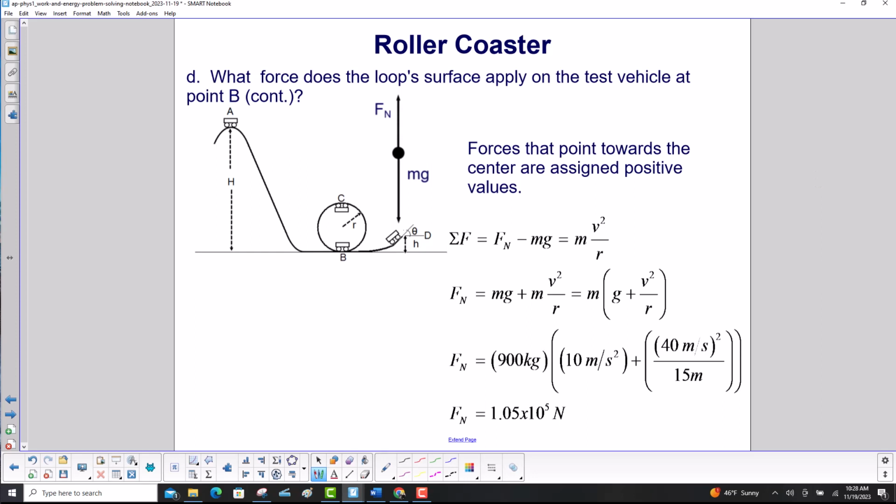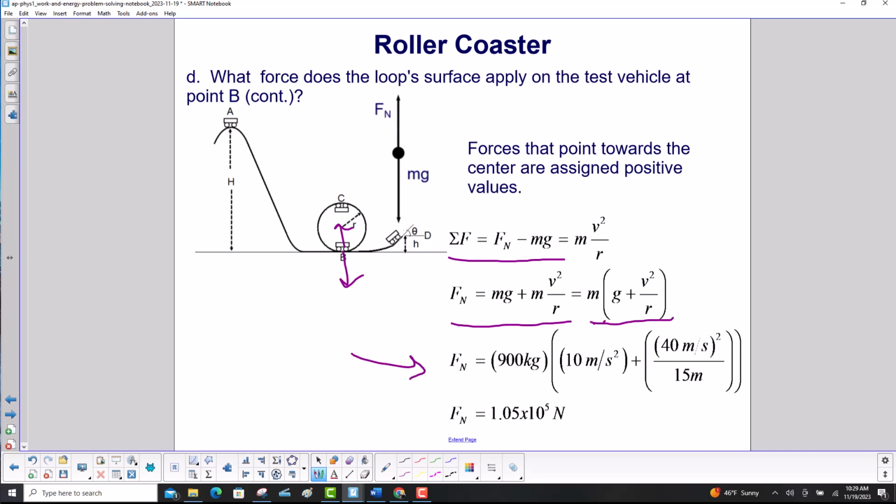Forces that point towards the center are assigned positive values. So our normal force is pointing towards the center, mg is down. So the sum of the forces is normal force minus mg, which equals mv squared over r. So rearrange, the normal force is mg plus mv squared over r. Factor out the m, so you just have to multiply it once.